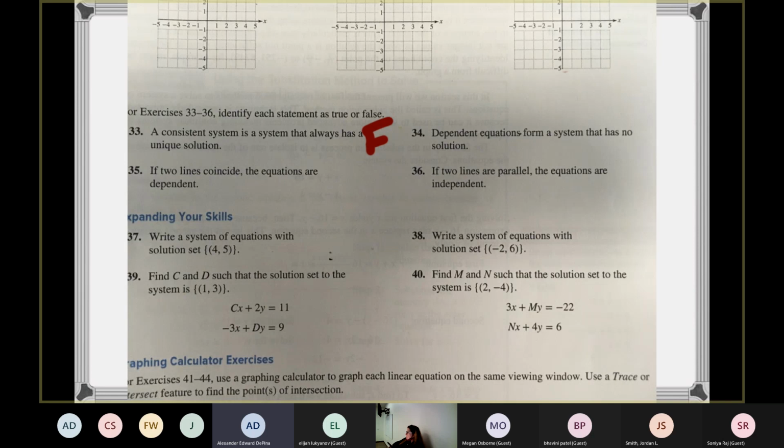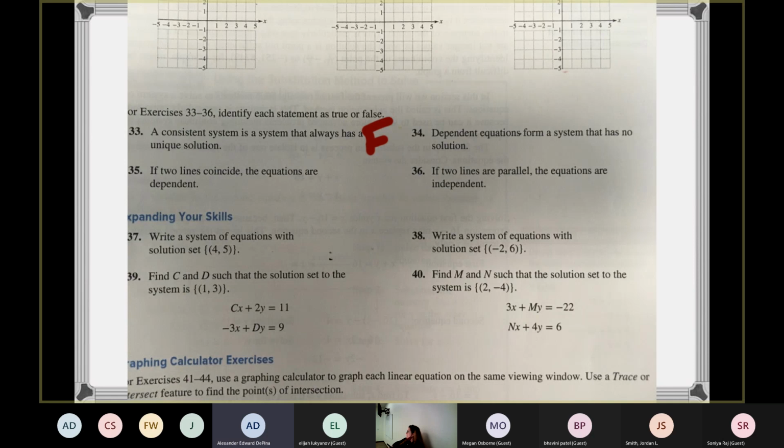False, because if the lines are colliding, could that? No, not colliding. Coincide. They coincide. They are not colliding, which, I mean, you can think about that the way you want to. Colliding and coinciding, is it the same? No. No.